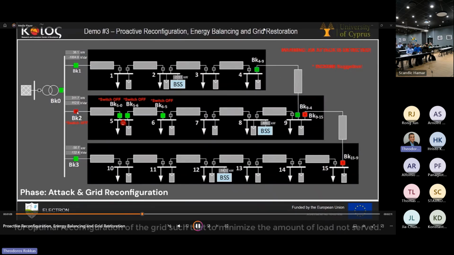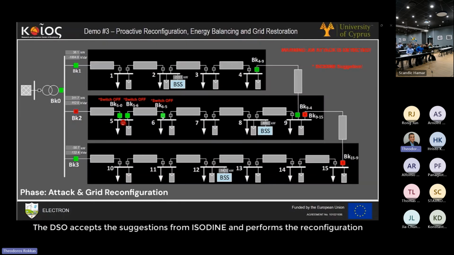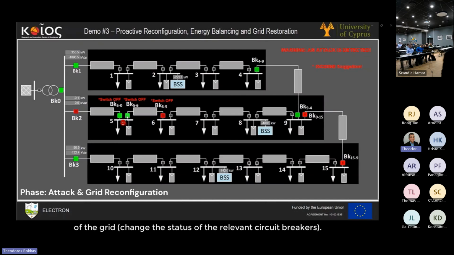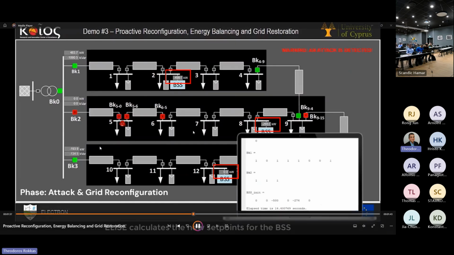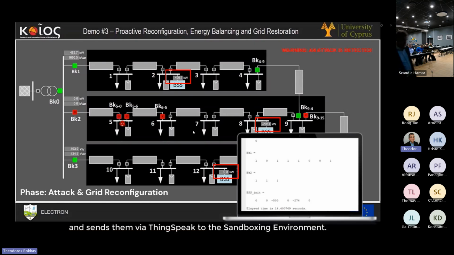Then, the DSO accepts the suggestions coming from the Isotin component and performs the reconfiguration of the grid by changing the status of the circuit breakers, as indicated by the change of colors in the graphical user interface of the sandboxing environment. While monitoring the microgrid, ELIS detects the change in the circuit breaker status that results in a topology reconfiguration and calculates the new set points for the battery storage systems and sends them back to the sandboxing environment through the ThinkSpeak communication channels.